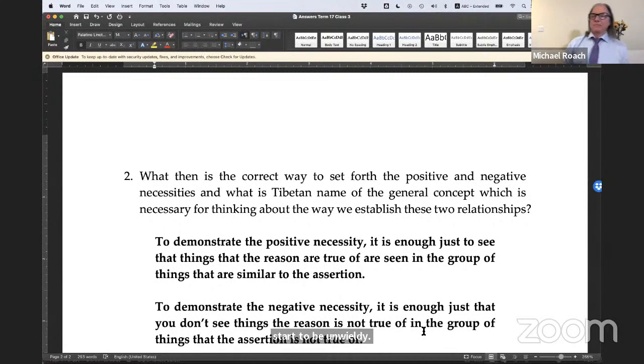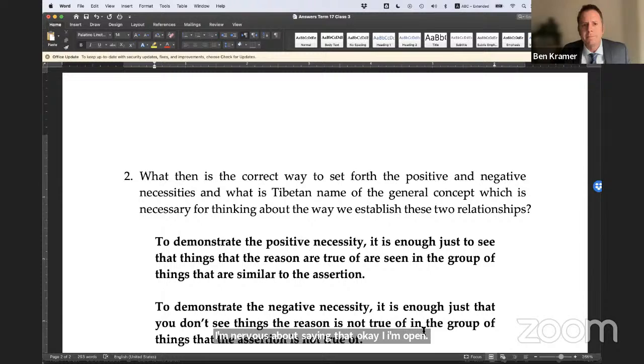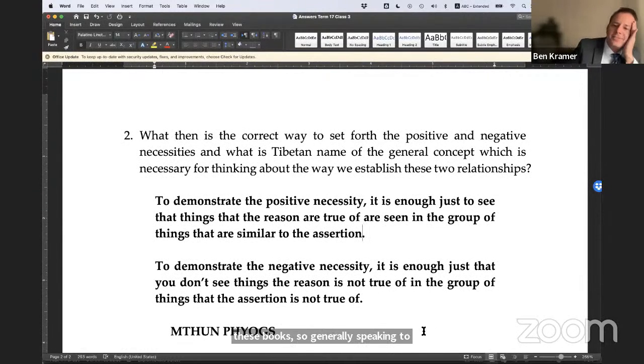Okay. I'm open. We can say whatever you want in the end. Damn right we will. But I have this fantasy that it'll be intelligible, but I don't know. It's really hard with these books. So generally speaking, to demonstrate the positive necessity, it is enough just to see that the things the reason is true of are seen in the group of things that are similar to the assertion. Meaning, it is enough to see that things which are made are seen in the group of things that are like things that are changing, the tunchok, the group of things that are changing. And you should find made things in there.